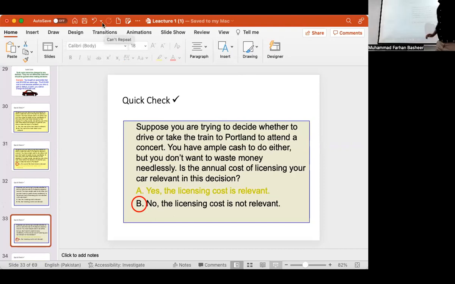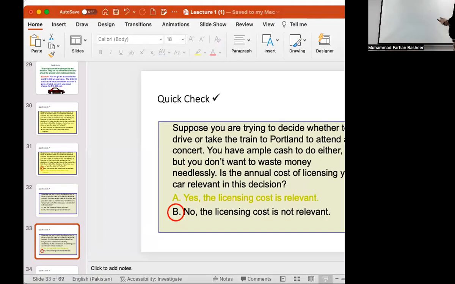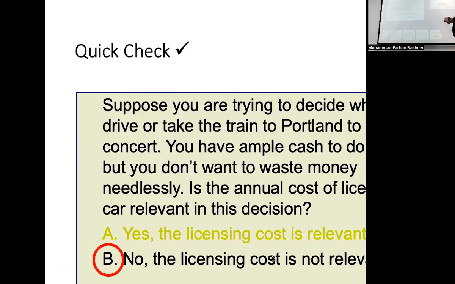Now here is another example. Suppose you're trying to decide whether to drive or take a train to Portland to attend a concert. You have ample cash to do either, but you don't want to waste money needlessly. Is the annual cost of licensing your car relevant in this decision?